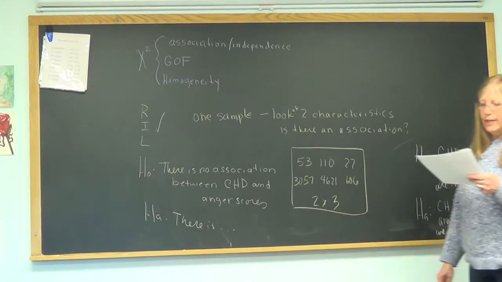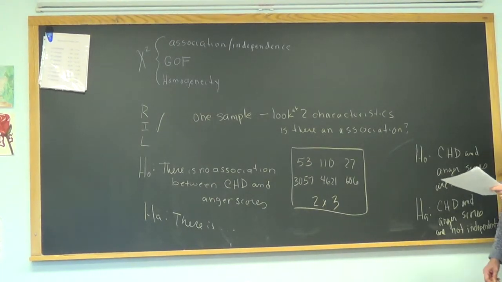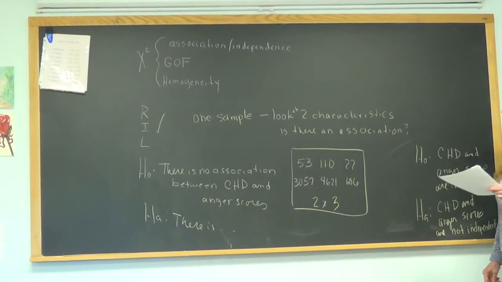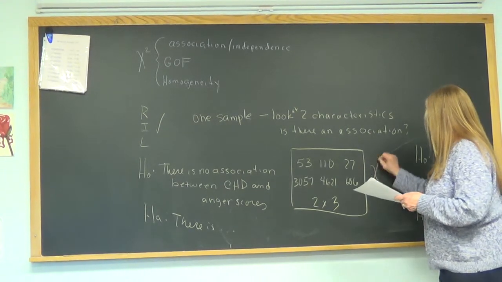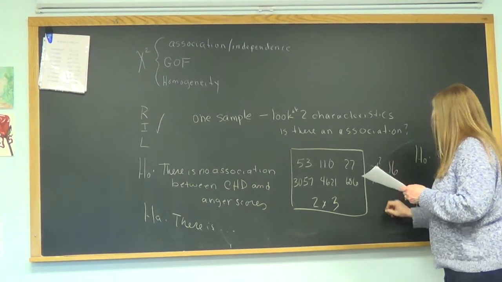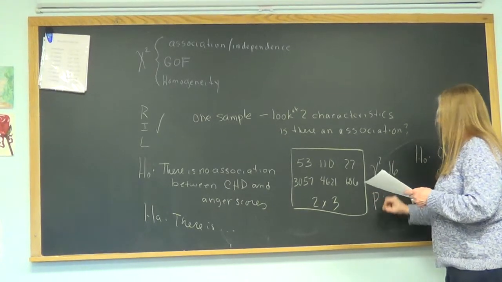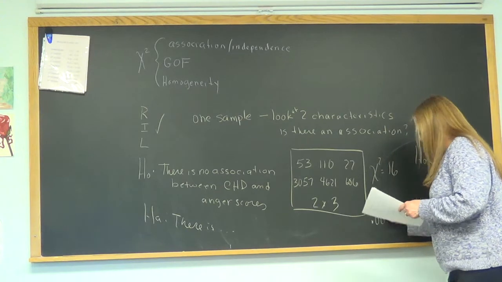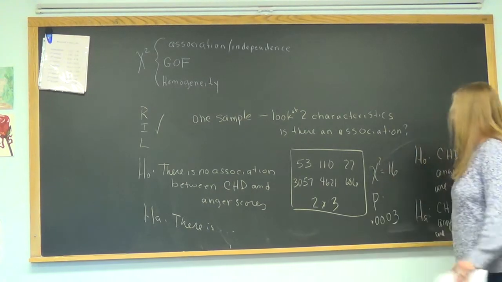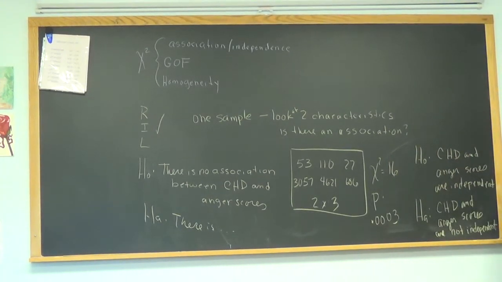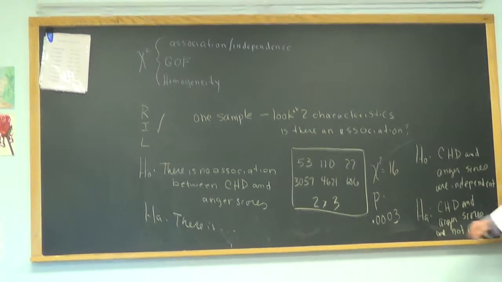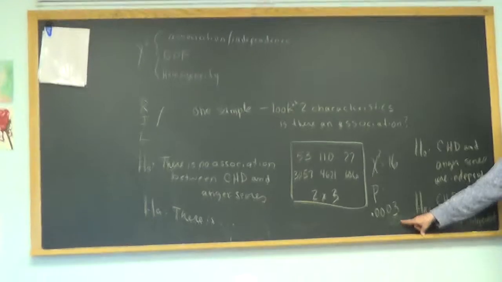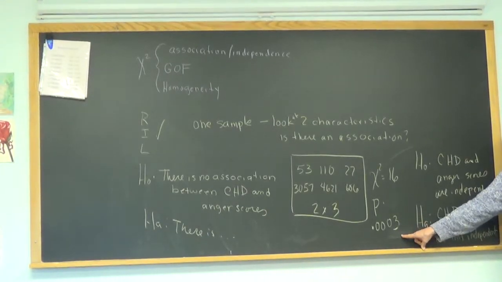So when you put those in, what kind of chi-squared are you getting? I got 16. What's the p-value? It's pretty low. It's 0.0003, it's in scientific notation, negative 4. Very, very low p-value.